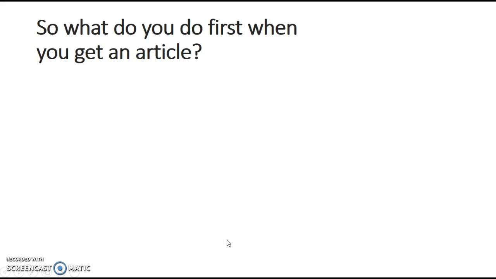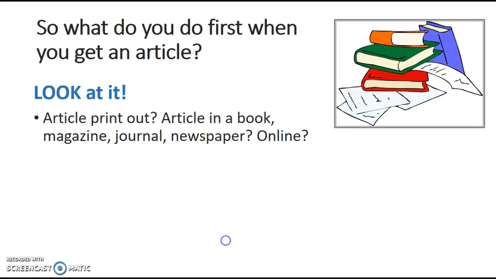So again, what do you do when you first get an article? Open it up, start reading. Well, what you should do is look at it. Take a minute and just look at it. Ask yourself, is this a photocopy of an article? Is it the article in a book? Is it in a magazine or a journal, newspaper?